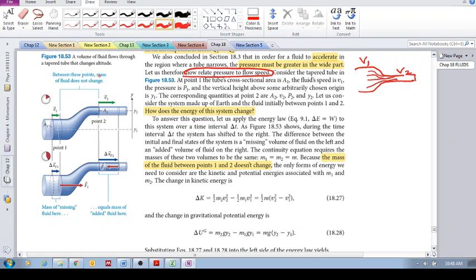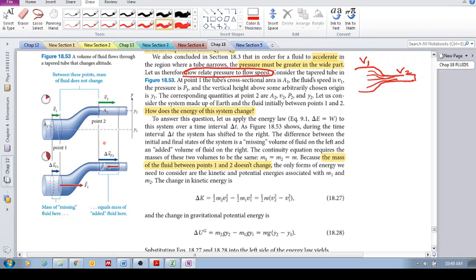So if we consider this figure over here, we have a few things that we need to take note of. The first is the cross-sectional areas between point 1 and point 2. It's larger here, smaller there. There's a velocity 1, a velocity 2. There is this volume of fluid that moves from here and basically comes out over here, and you see that it becomes missing. So we consider this volume over here that moves and comes out there.